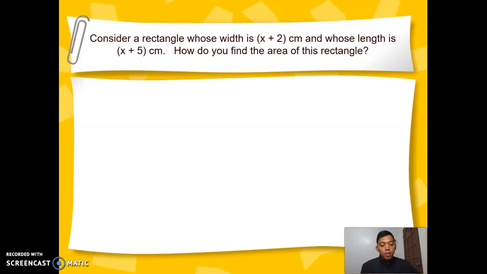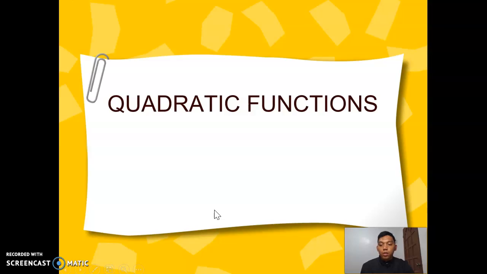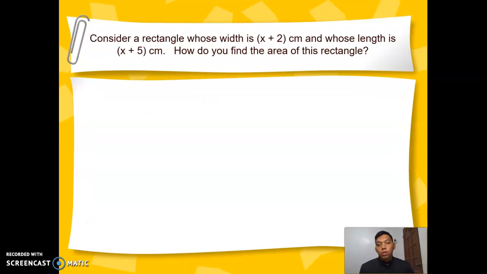So for today, we're going to discuss quadratic functions, alright? So, quadratic functions. Before we discuss the definition of a quadratic function, let's consider a rectangle whose width is x plus 2 centimeters and whose length is x plus 5 centimeters. X here is a positive integer, right? Since we are talking about measurements, okay? So the question is, how do you find the area of this rectangle?